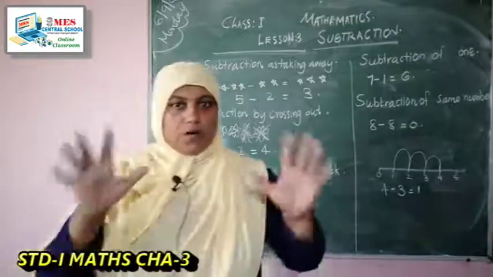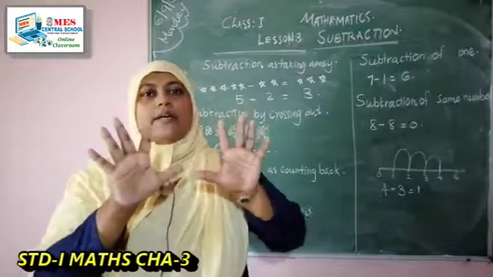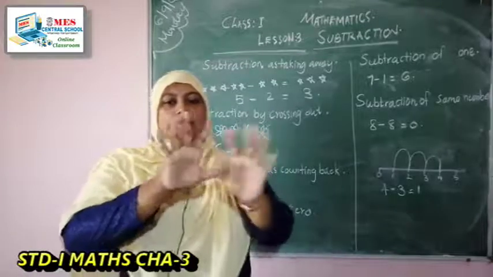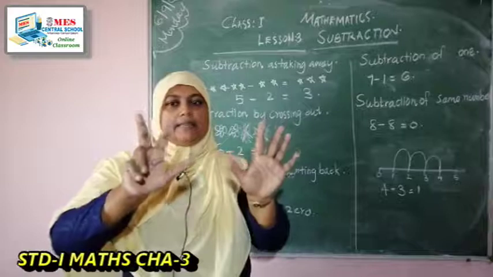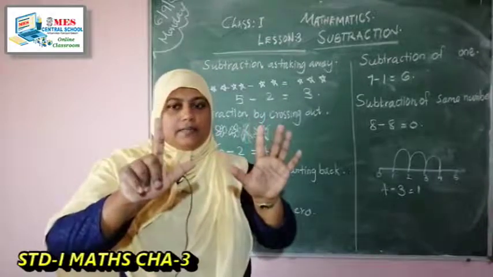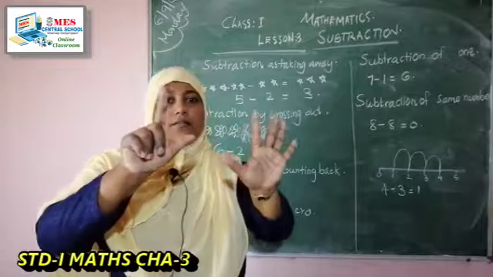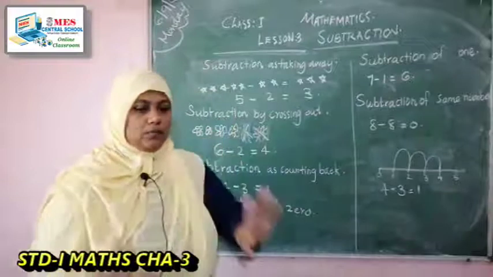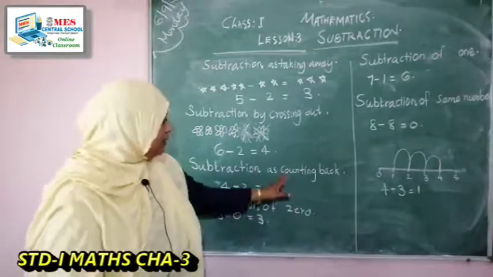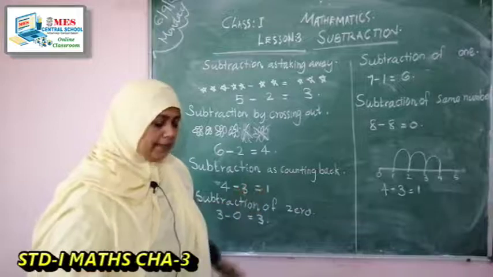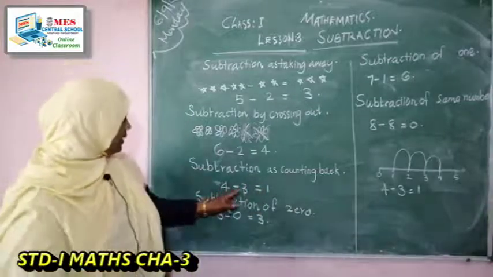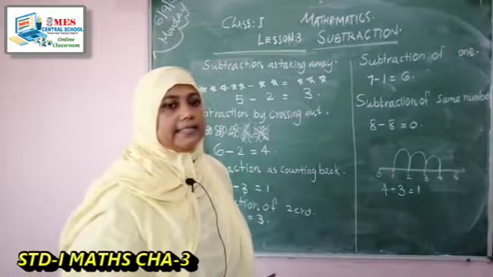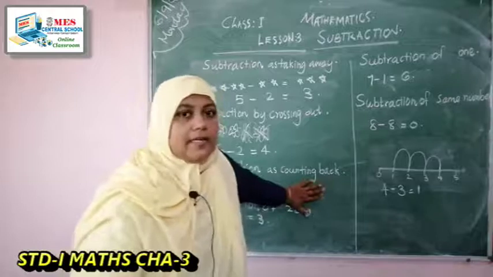For example, 10. How many fingers do you have? 10 fingers. Okay, so what is 10 minus 4? You want to count back from 10. So from 10, this is 9, then 8, then 7, then 6. So 10 minus 4 is equal to 6. Okay, in this way you count back, finding the answer by counting back. So here 4 minus 3 is 1. Okay, subtraction as counting back. In this way also we can find the difference.